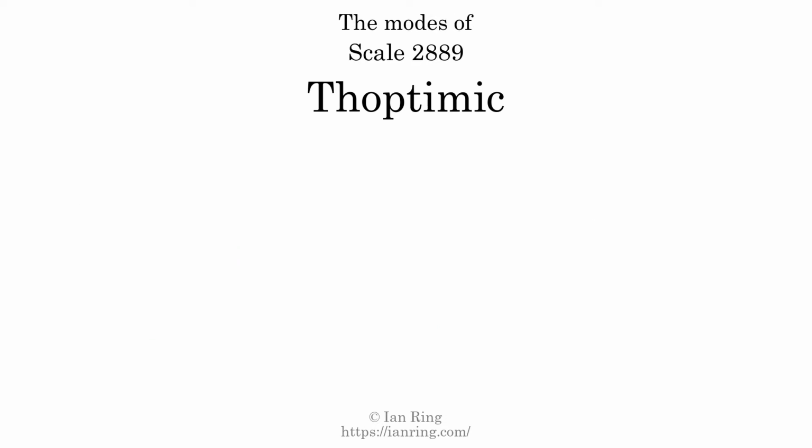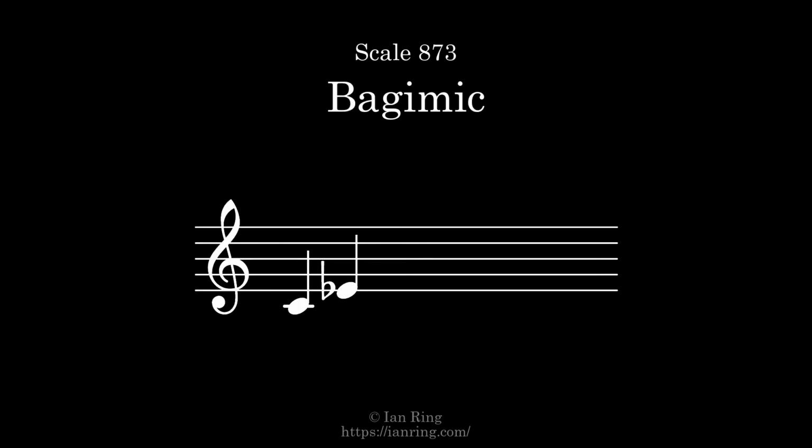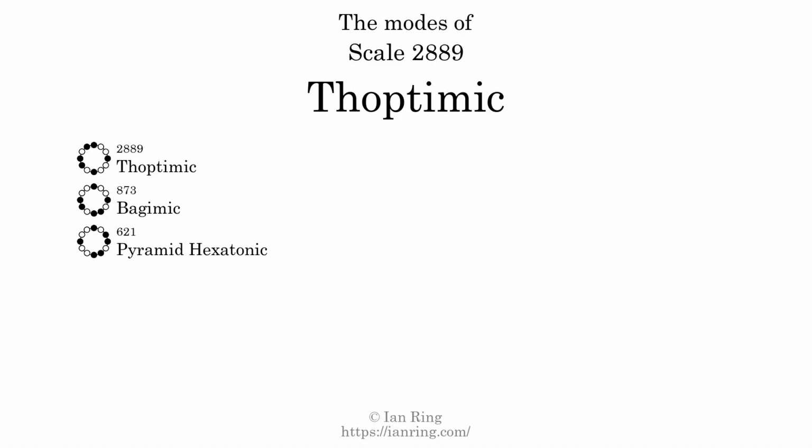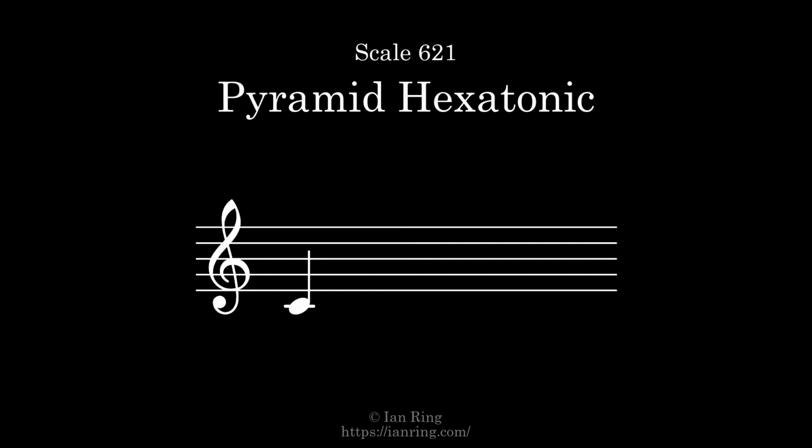This scale has 6 modes. The first mode is itself. The second mode is scale 873, also known as Thoptimic. It sounds like this. The third mode is scale 621, also known as pyramid hexatonic. It sounds like this.